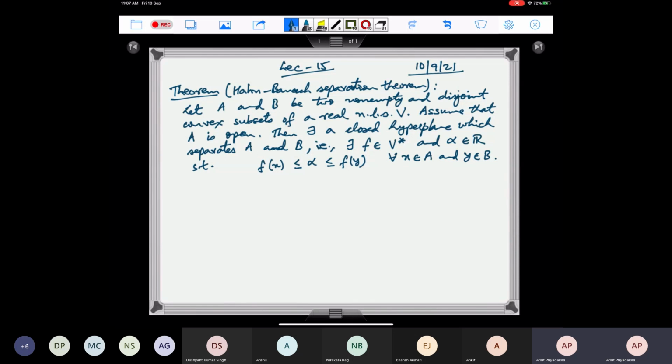If you look at the hyperplane in this case, it is given by f of x equal to alpha, and then we are saying that for every x in A, f of x is less than or equal to alpha, and f of y is bigger than or equal to alpha. So A and B are on the opposite sides of this hyperplane. So this is the geometric meaning. That's why this is called the Hahn-Banach separation theorem. And we used the Hahn-Banach theorem for the previous proposition, so we'll make use of that last proposition to prove this result.